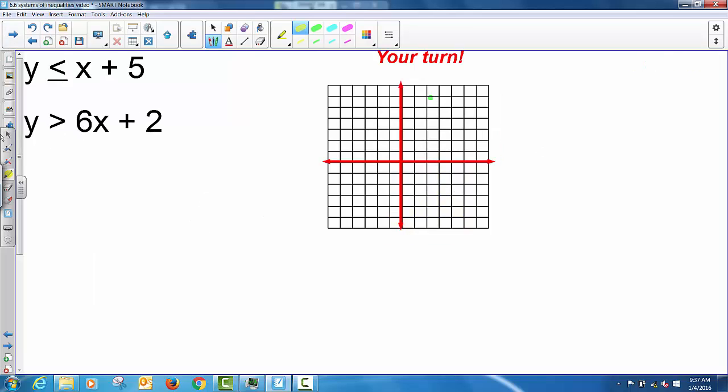Alright, let's do one more. y is less than or equal to x plus 5, and y is greater than 6x plus 2. Pause the video, try this one, and come back to me, okay?